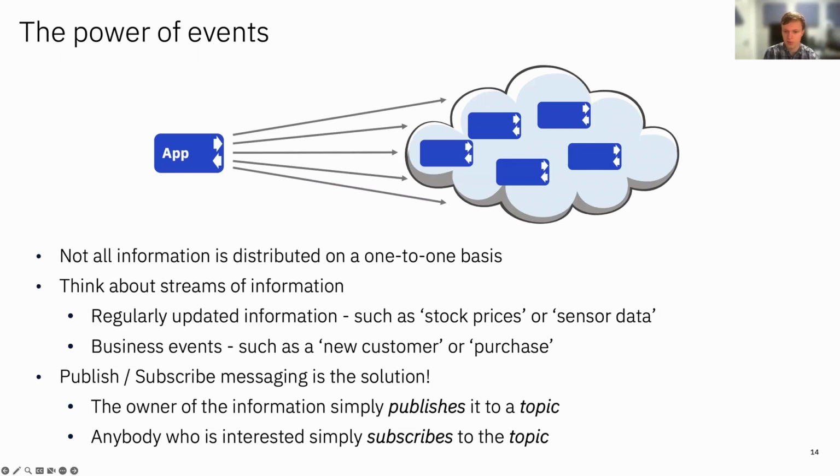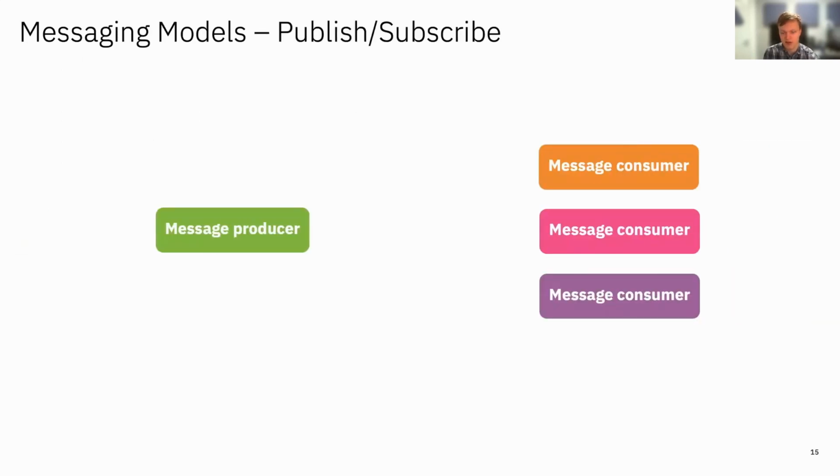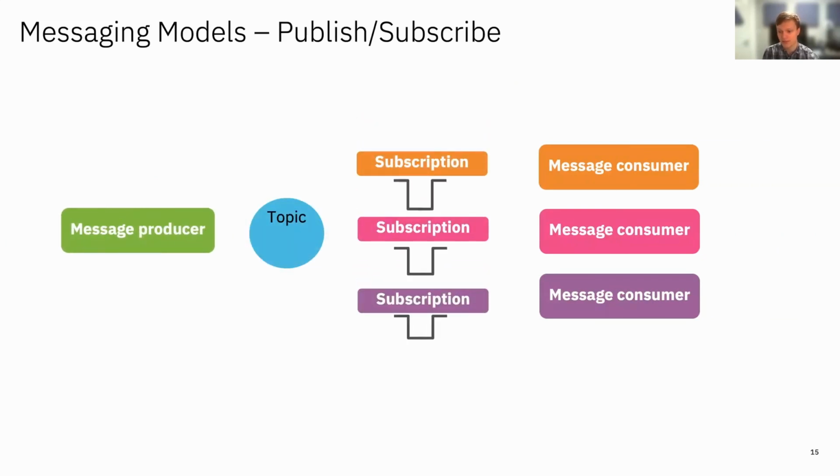The model when talking about events is generally publish and subscribe. Instead of having a queue here, we have what's called a topic. The message producer puts a message onto a topic, and consumers can create a subscription. That can be to one topic, or most solutions support a wildcard, and the same message goes to each subscription and in turn to the consumer. So instead of the producer producing one message that goes to one consumer, this time the message goes to all consumers that are subscribed to that topic.